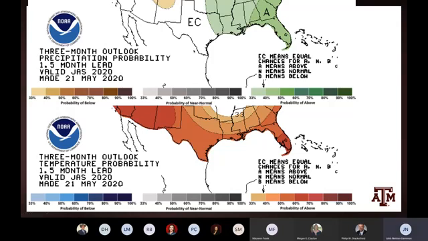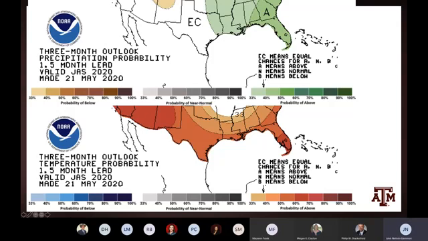But rainfall is notoriously hard to predict in the summer, partly because it's so dependent on where a particular tropical disturbance is going to go. That can make or break an entire summer season's worth of rainfall.